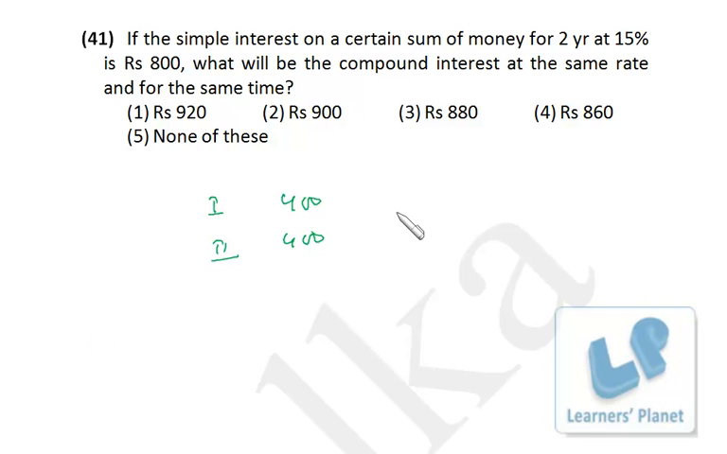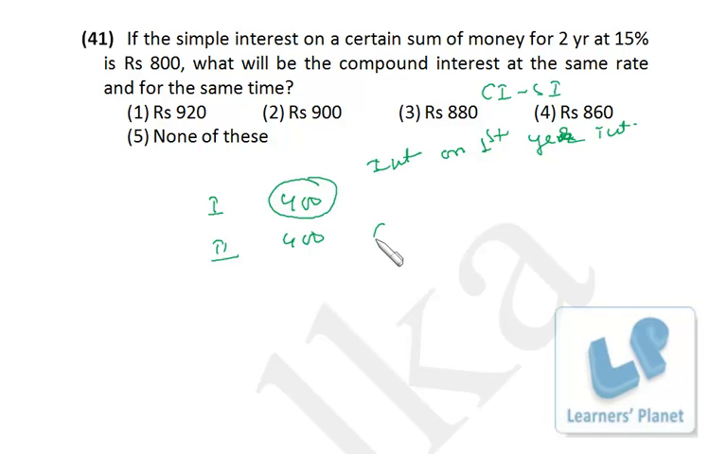And the difference between simple interest and compound interest, CI minus SI for 2 years, is nothing but interest on first year's interest, right? That means this is the first year's interest. On this we have to further calculate interest at the rate of 15%. So what will be that? That is 15% of 400, which will be 60 rupees, right? So this 60 rupees is the difference between compound interest and simple interest for the period of 2 years.